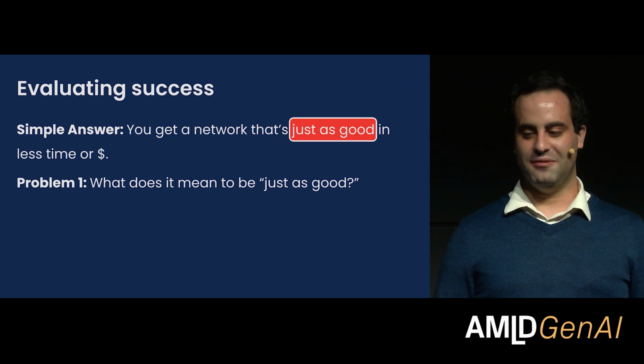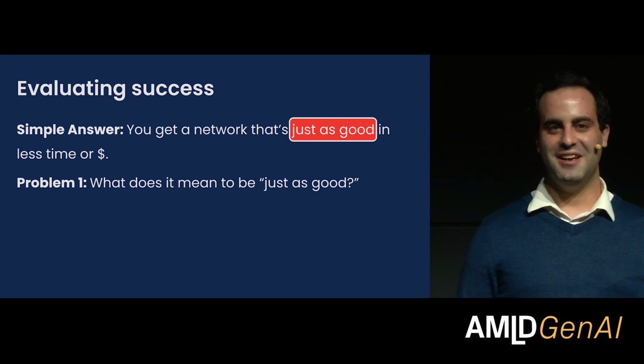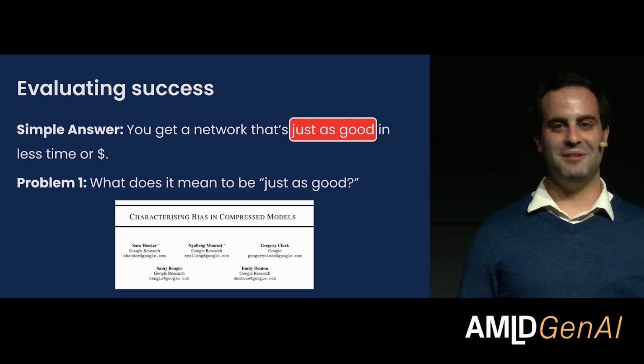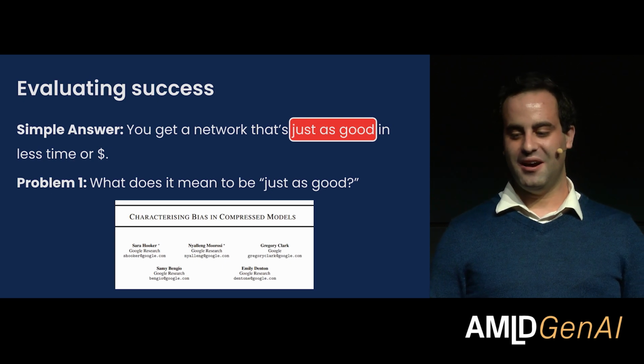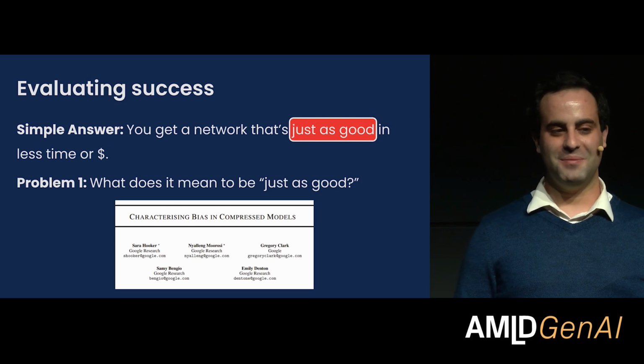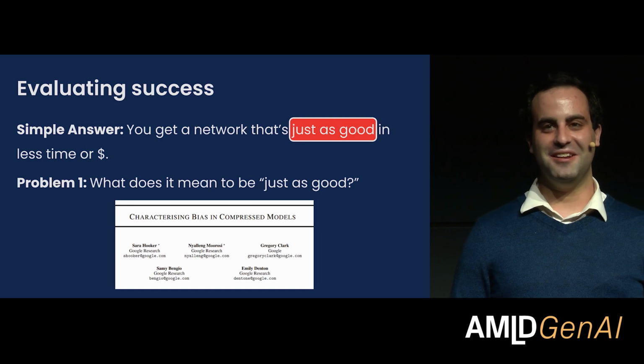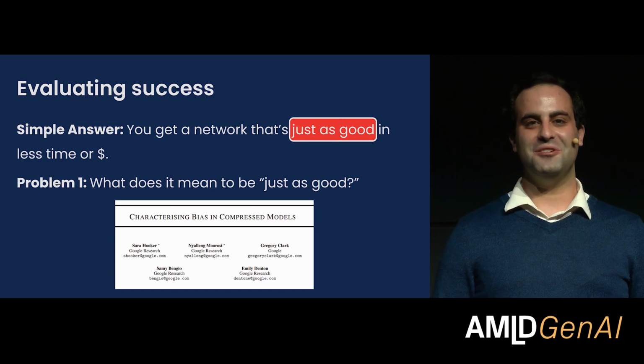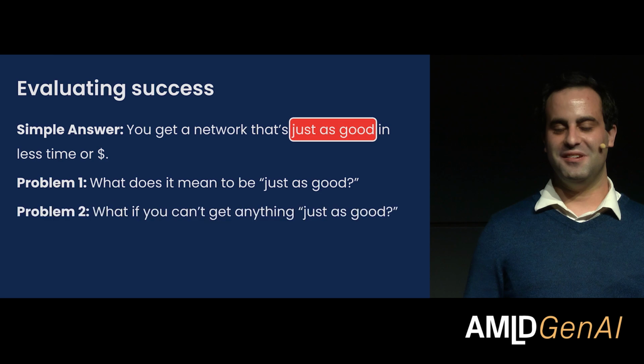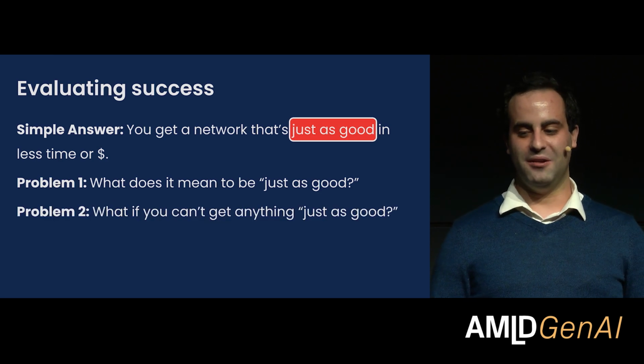Now, just as good is tricky for a lot of reasons. First of all, what does it mean to be just as good? You have to get your evaluation right, and that is probably the biggest open problem in the field right now. In the pruning literature, we kind of got burned by this. We were like, oh yeah, you can prune a network by 80 to 90% and preserve accuracy. Turns out you greatly bias the network when you do this. Oops. So you do have to be really careful about evaluation.